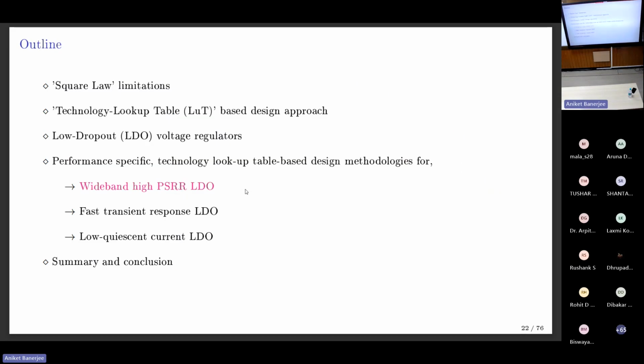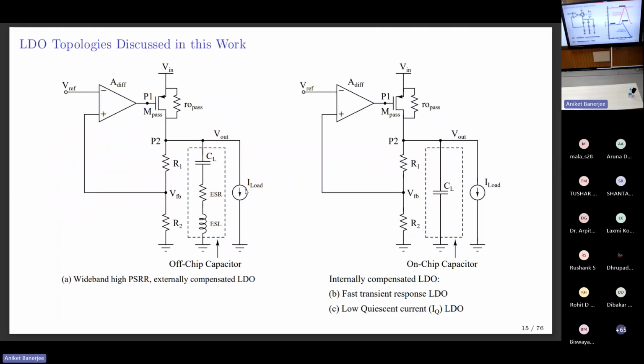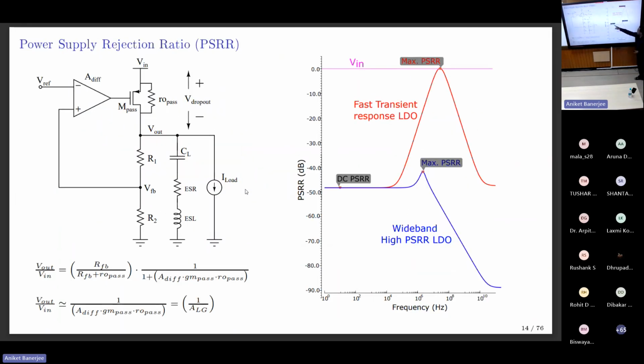So let's start with the wideband high PSRR. When I say wideband high PSRR, the LDO is supposed to support power supply rejection characteristics in this way. When I say wideband, for a wide range of frequencies, the PSRR number should be as low as possible. So this is the design goal for such an LDO.